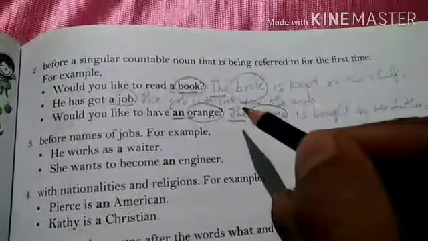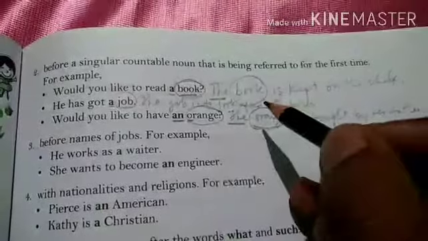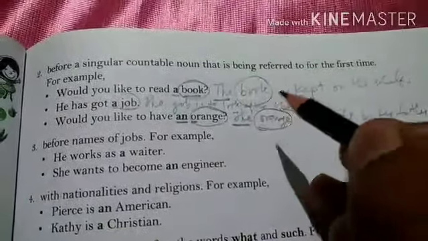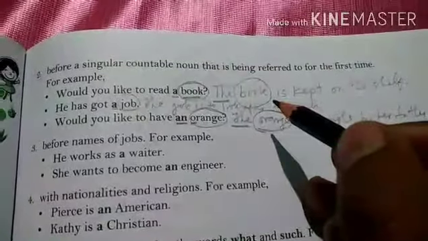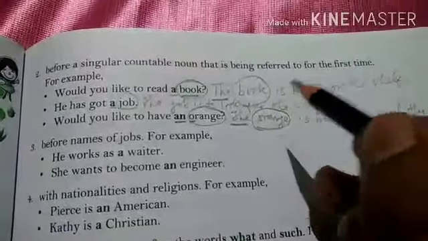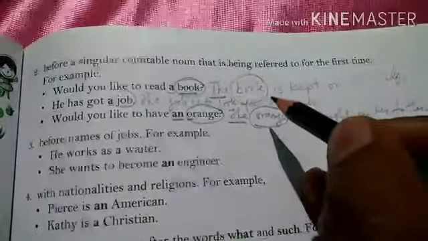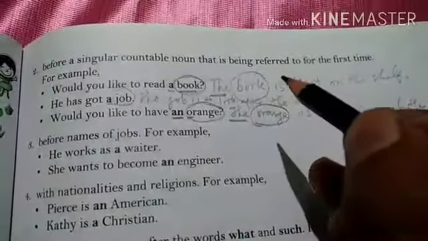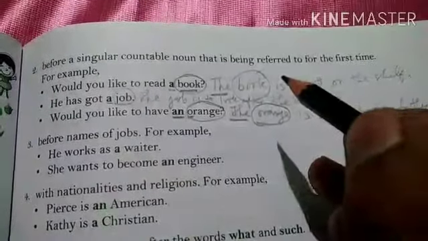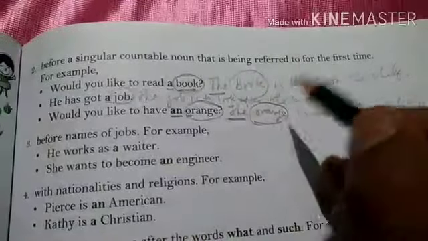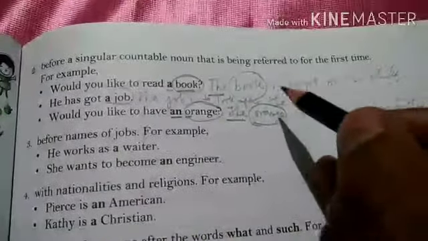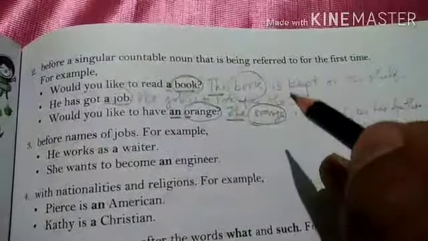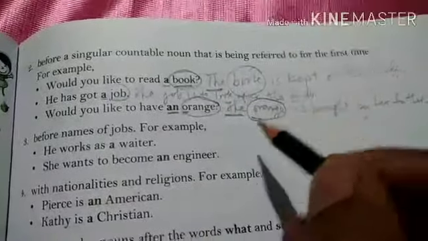That means whether it is vowel sounded nouns or consonant sounded nouns, if those nouns are singular and we are talking about those nouns for the first time in any sentence, then we have to write either a or an. But after that, if we talk about the same noun again in another sentence, then we have to use the. Okay.